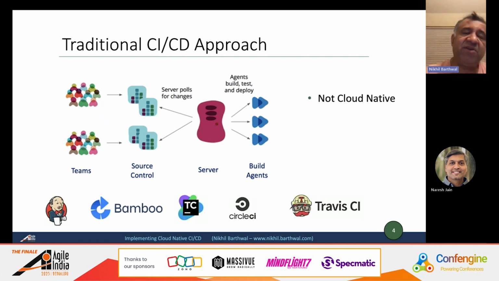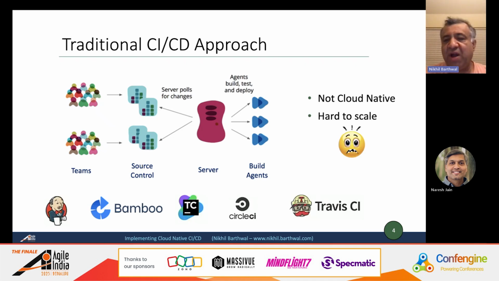The challenge with these traditional approaches: first, they're not cloud native. They were built for an era where the artifacts were monolith services deployed on a virtual machine. Now, traditional CI/CD tools have evolved and many of them now support containers, but these are add-ons as opposed to native support. Second, they're hard to scale. In large organizations with 1,000+ services, you have a lot of microservices with independence. You really can't have 1,000 different projects. It's very hard to handle that.